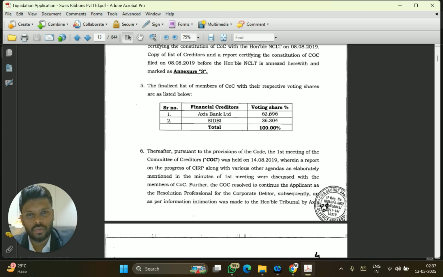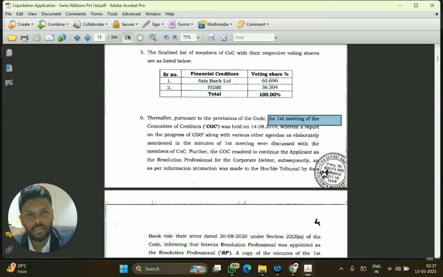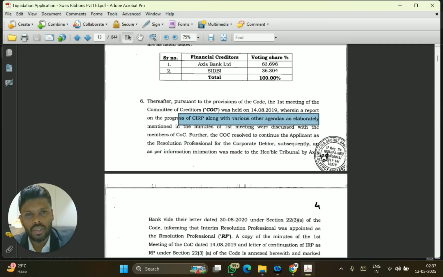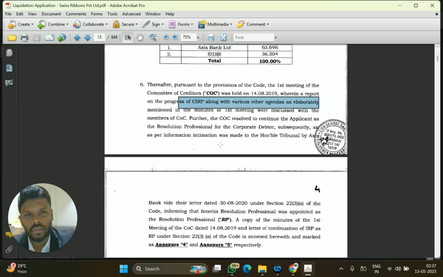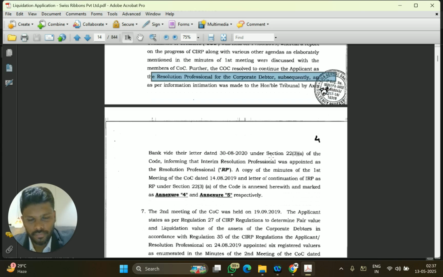After the committee of creditors was formed, the first COC meeting was conducted, where the progress of CIRP along with various agendas was elaborately discussed, and the COC resolved to continue the applicant. Who is the applicant? The RP, the IRP, as the resolution professional of the corporate debtor.